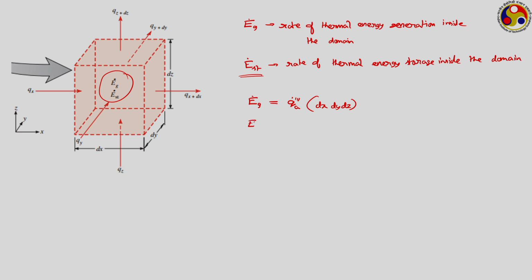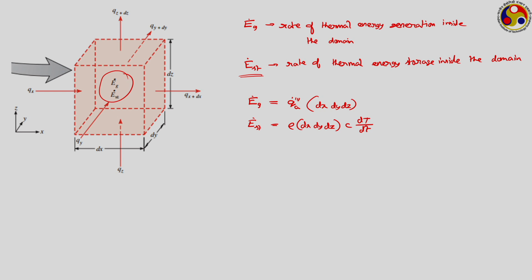And what will be the rate of thermal energy storage? How can we estimate this? Just from the energy balance, we can write that this should be equal to the total mass of the block, that is rho into the volume, where rho represents the density. So this is the mass of the block, into its specific heat, into the time rate of change of its temperature.